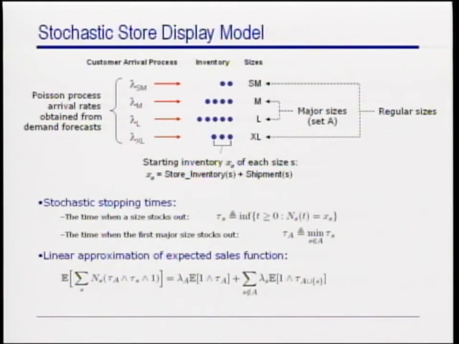By using a deep result from stochastic analysis called the Doob optional stopping theorem, we can then express these expected sales in closed form as a function of the demand forecast and the inventory available. Finally, we use a linear approximation in order to embed this inventory to sales function for each store into a mixed integer programming formulation for the entire network. And I'm going to show you that formulation now.